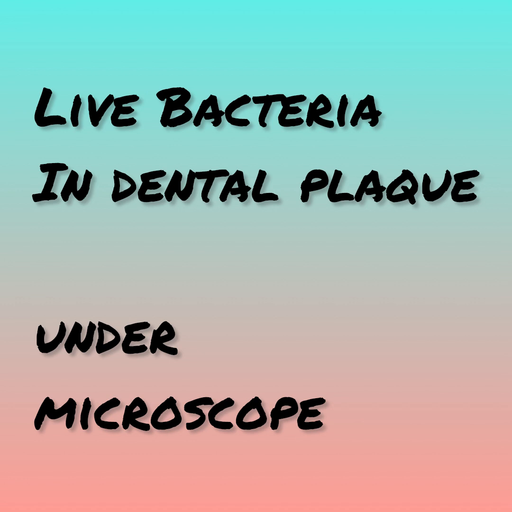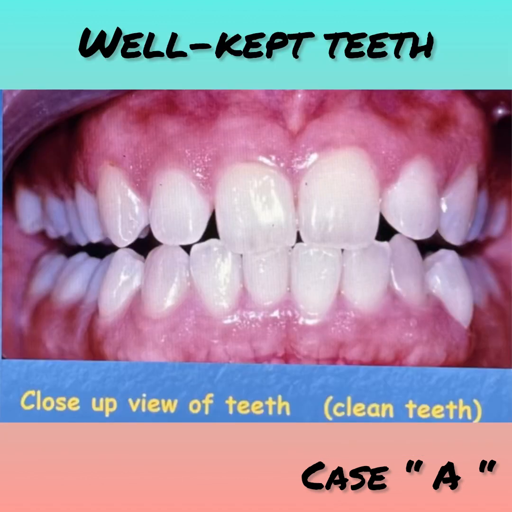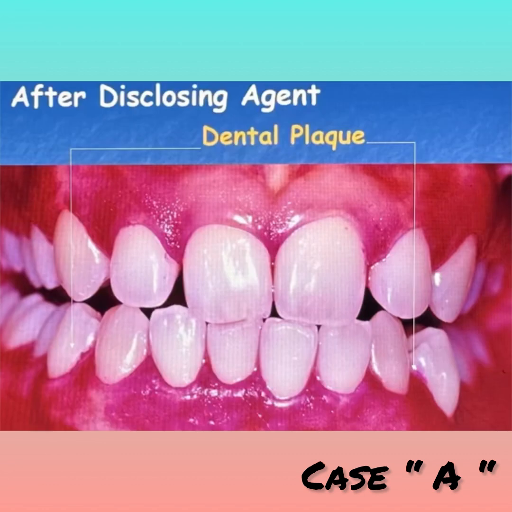Let us see plaque in a meticulously clean mouth, and later pick some plaque and take it under the phase contrast microscope to see the living bacteria. This is an educated young patient with good dental awareness. She has sparkling teeth. After disclosing with plaque disclosing agent, she shows very little plaque on the front teeth as she has brushed in the morning before coming to the dentist.